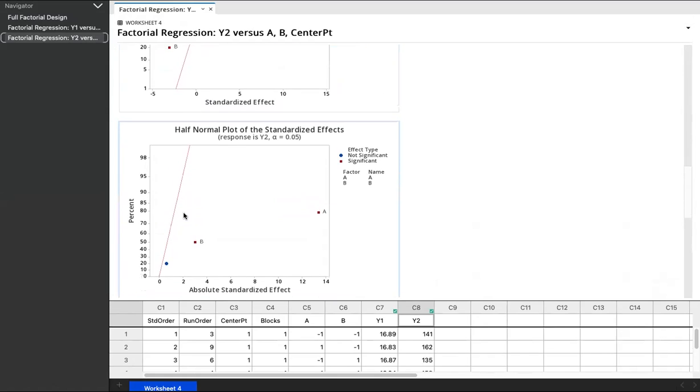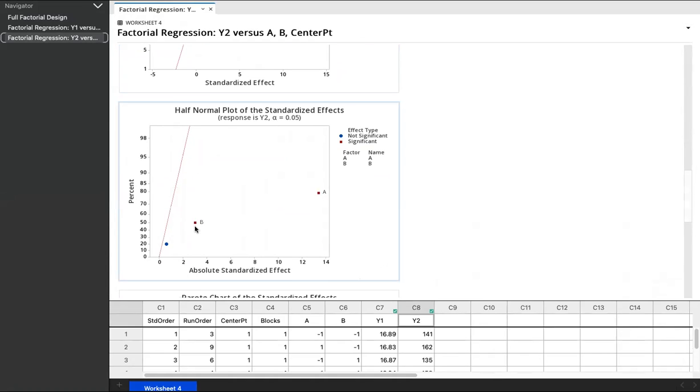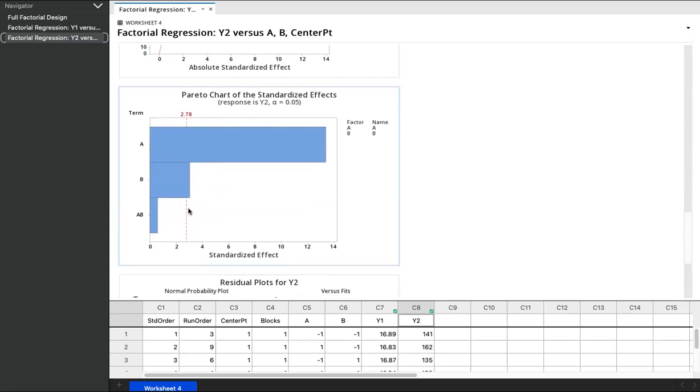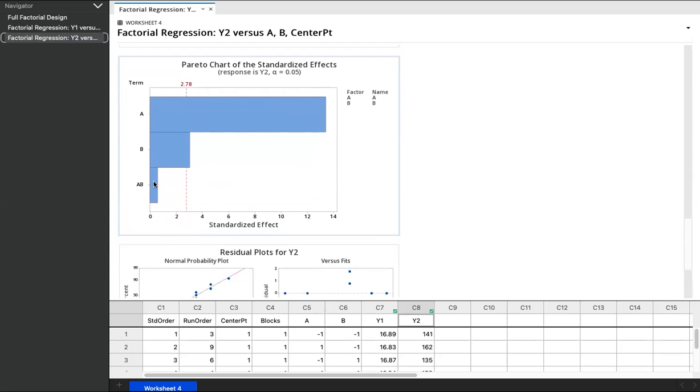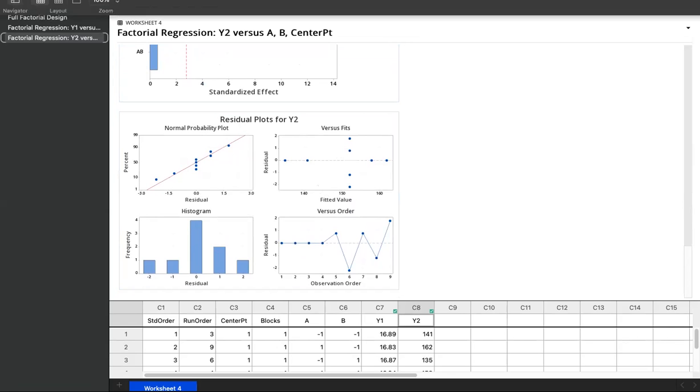Okay, we can see that A and B are significant in the normal plot, but AB is not. And also in half normal, we can see A significant, B significant, but AB not. So we see on the Pareto chart, and effectively, we can see AB is not significant. So we can try removing that factor, that term. So also no normality assumption fulfilled and no constant variance. So there are issues on the residuals.